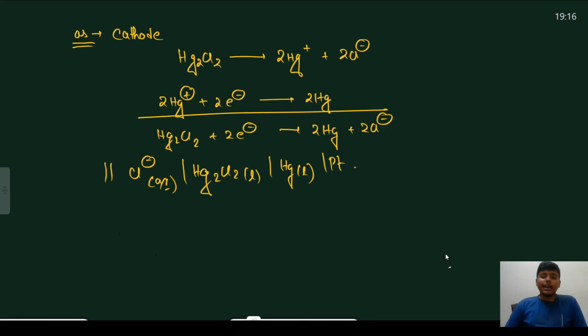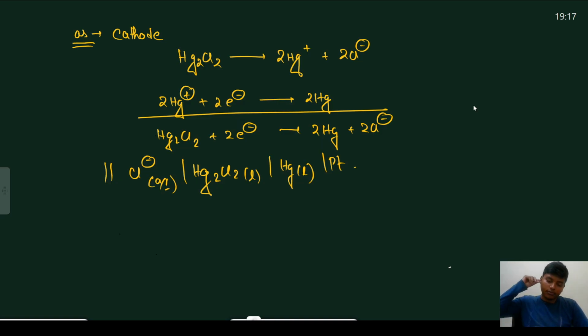Or they can ask about the calomel electrode with zinc. Then you have to find the E naught value given, and then find which one you have to use. Already you know that by checking the E naught value we can tell which one will be anode and which one will be cathode. Yes or no? Yes, sir. How to do that? Tell anyone how to do that.